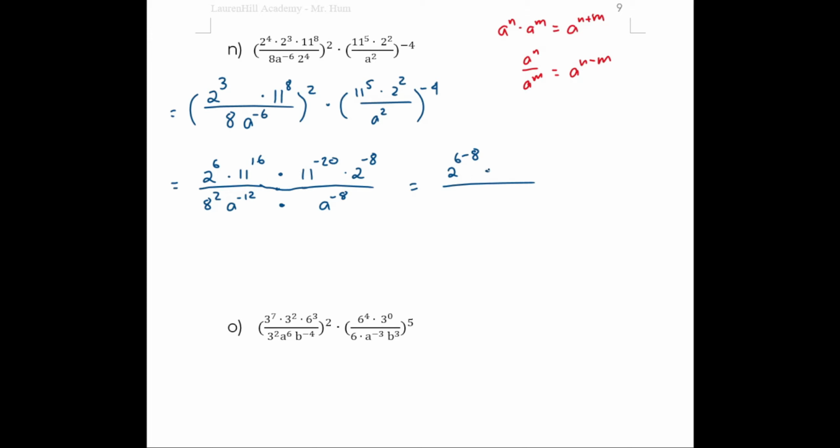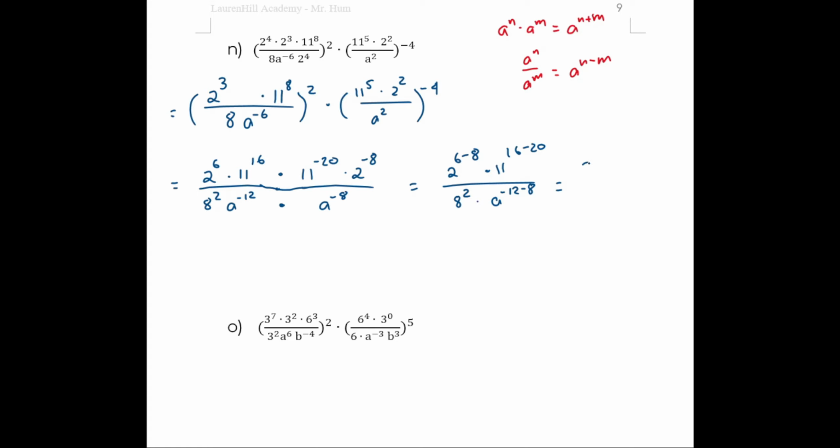Here we've got 11 to the 16 times 11 to the minus 20. We're going to add the exponents together. 16 minus 20. Okay? Here we've got 8 to the power of 2 times 8 to the minus 12 times 8 to the minus 8. We're going to take minus 12 and add that to minus 8. So plus minus 8 is just the same thing as minus 8. Okay? Because plus and minus, positive, negative, turns into negative.